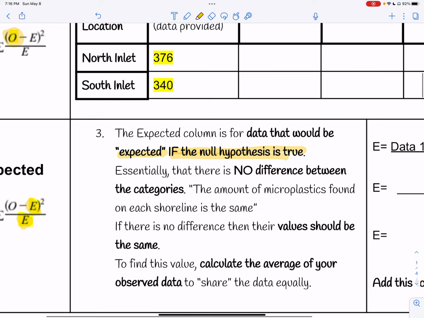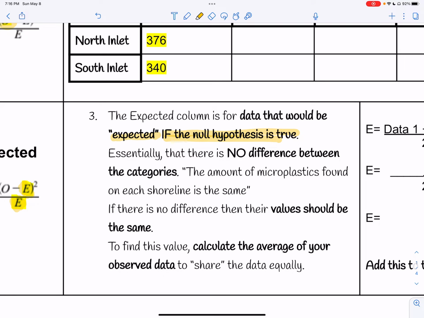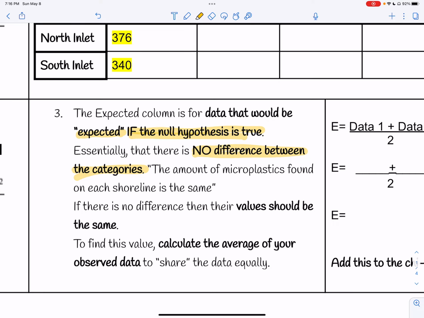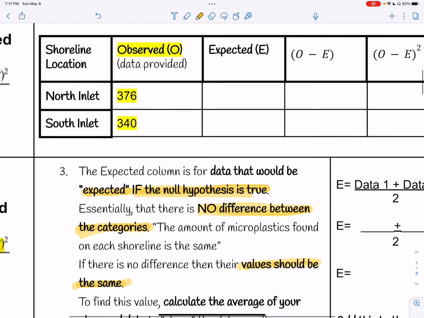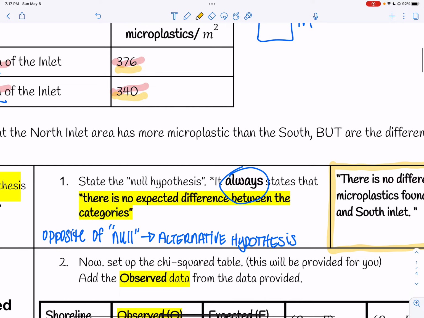So the expected column is for data, again, that would be true if your null hypothesis was true. So essentially that there's no difference between the categories. The amount of microplastics found on each shoreline is the same. If there is no difference, then their values would be the same. And this, again, is just an example for microplastics, but what if it was about temperature of water and the amount of operculum movements in a minute? Then your null hypothesis would say there is no difference between the temperature of water and the amount of operculum movements.